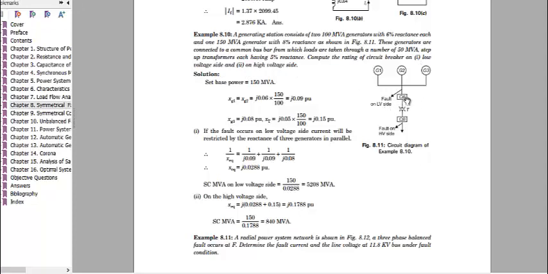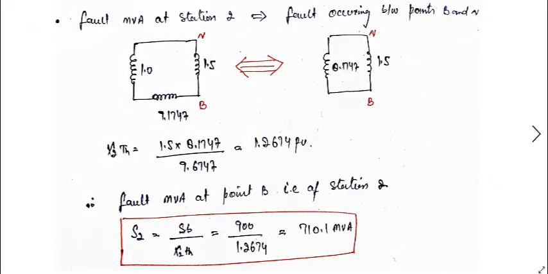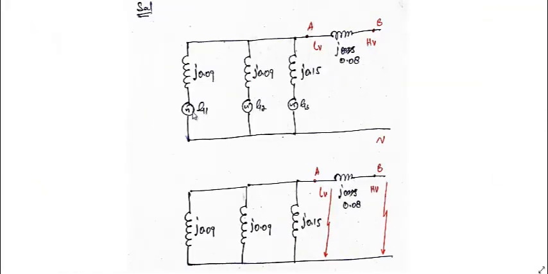Compute the rating of the circuit breaker on the low voltage side or on the high voltage side. That means the circuit breaker will be at this point, or at this point, because at both sides of the transformer we have a circuit breaker. We have to calculate the rating of the circuit breaker at this point and at this point. Its equivalent circuit will be like this. This will be generator 1, generator 2, generator 3, and this is the transformer.